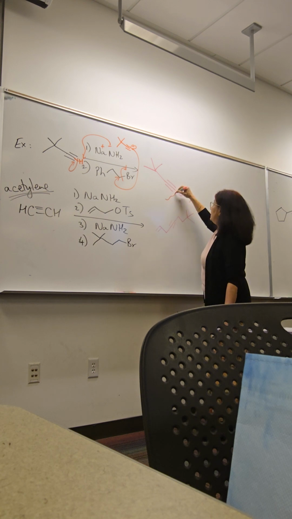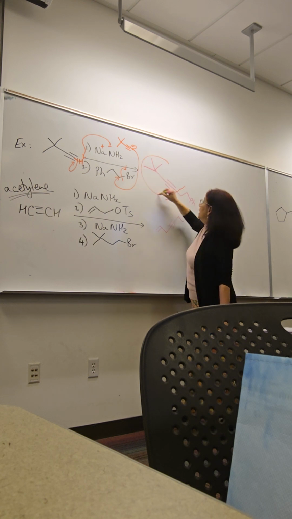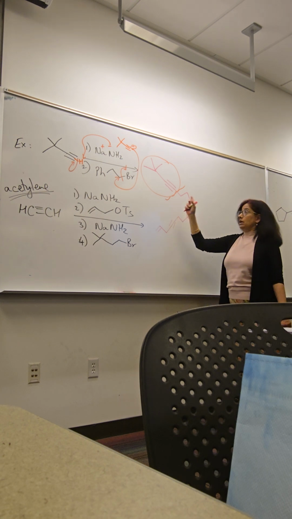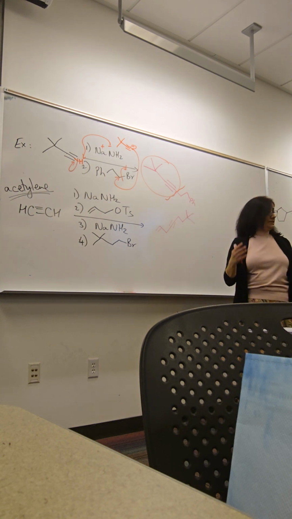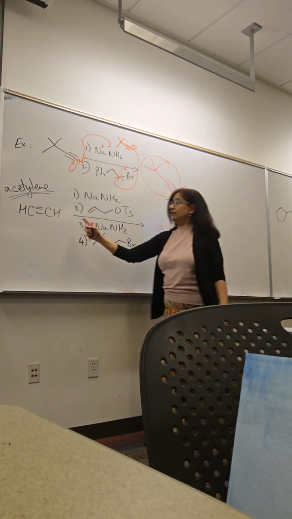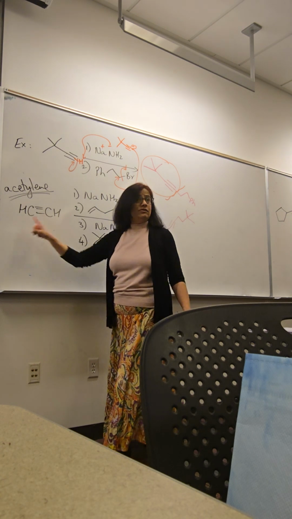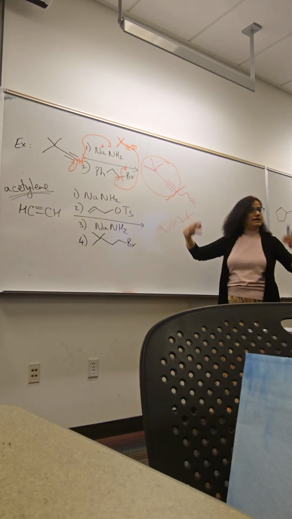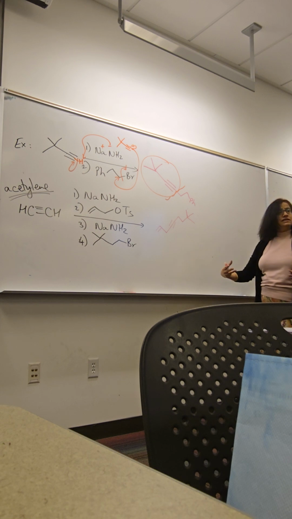So basically, this portion came from the terminal alkyne, and that portion came from the electrophile. Are you guys seeing that? But now this has two hydrogens. So we can replace both sequentially, one at a time. Does that make sense, everybody? We good with this?